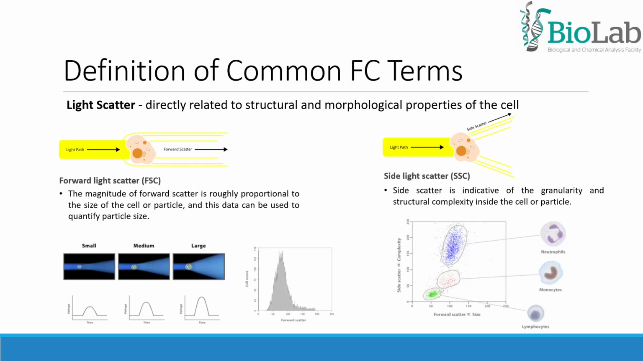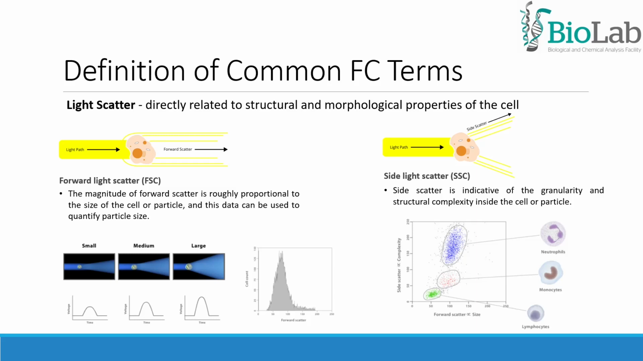Now, I will define some common FC terms starting by light scattering. Light scattering is a term referring to physical process involving the interaction of light and matter. When a cell or particle passes through a focused laser beam, it refracts or scatters light in all directions. Light scattering is directly related to structural and morphological properties of the cell.